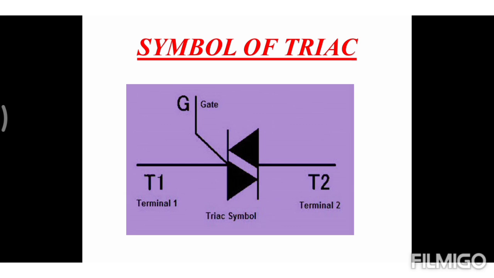Next, this is the symbol for TRIAC. This TRIAC contains a total of 3 terminals. Here we are not using anode and cathode. Why? Because it can conduct in both directions. That's why we are using terminal 1 and terminal 2, and the third one is the gate. So by using this gate pulse, we can control the circuit.